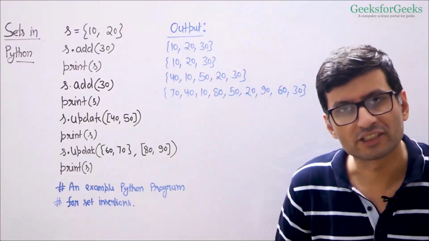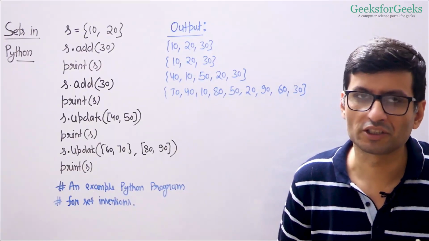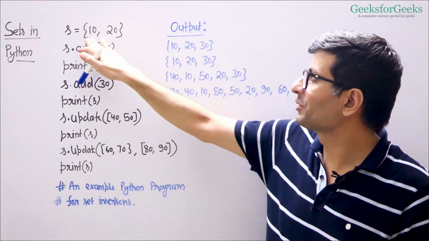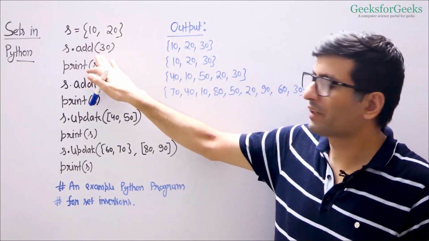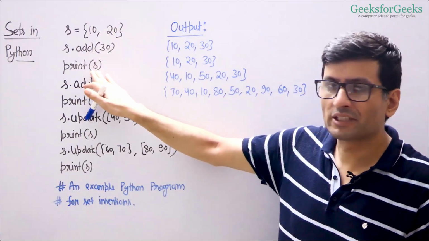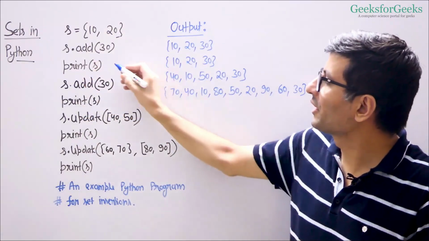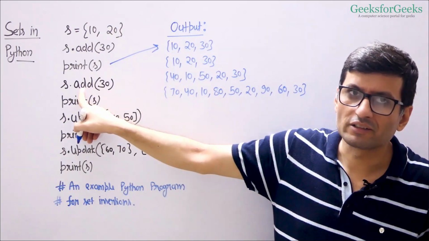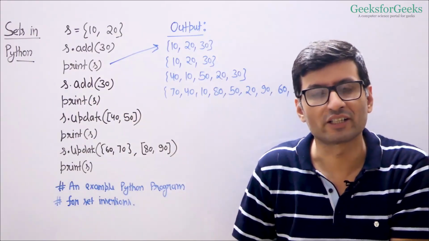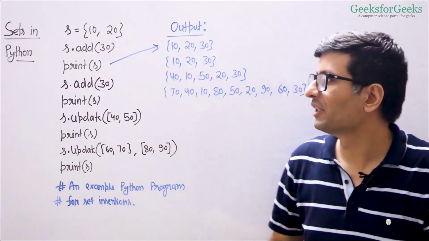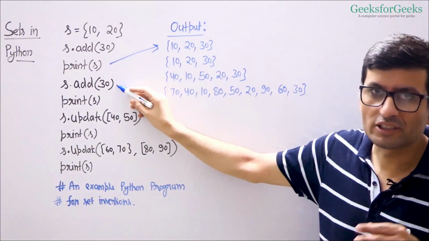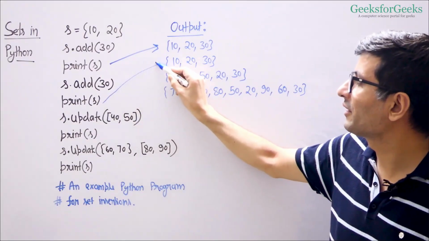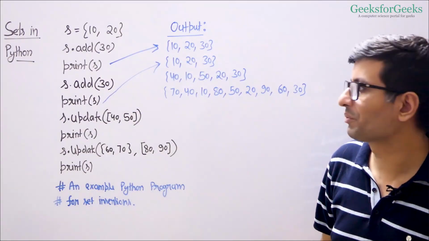Here is our second example program to show insertions in a set. We have created a set with values 10 and 20. We have used curly brackets here. Then we have added 30. And then we have printed the set. So we get the output as 10, 20, 30. Now we have tried to add 30 again. And as we said earlier, a set contains only distinct items. So when you try to add 30, nothing changes in the set. And when you print the set again, you get 10, 20, 30 as output.